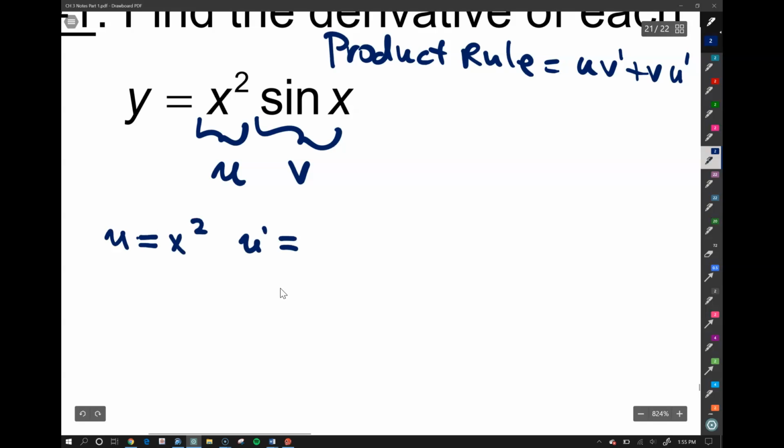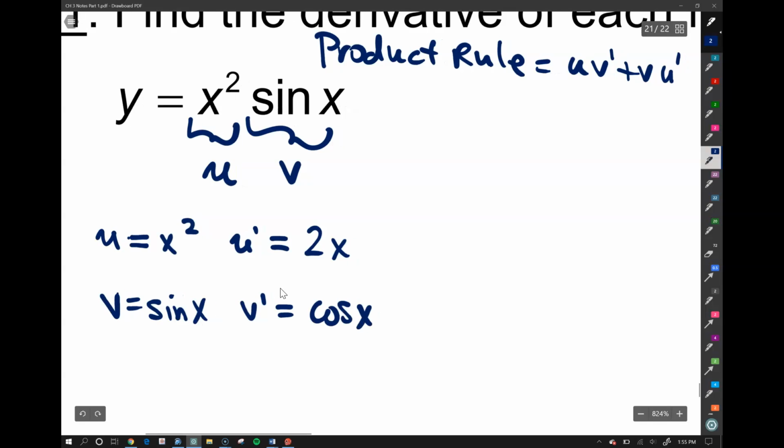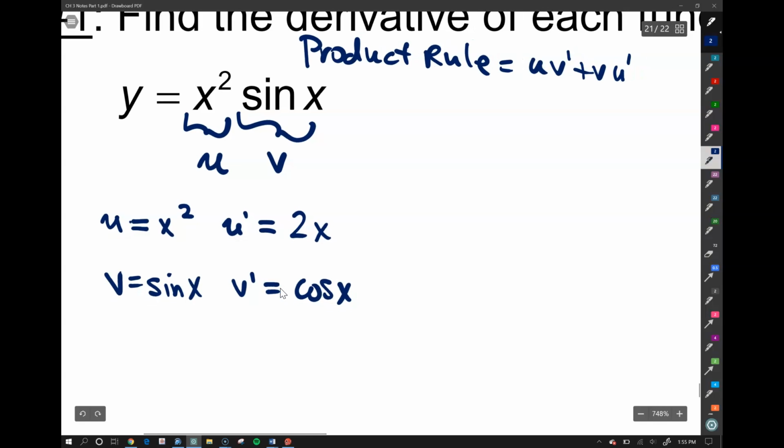What's the derivative of x squared? 2x. Sorry, v is sine. Derivative of sine is cosine. So now I can just plug in. I know what each of these are. The hardest part was realizing this is a product of functions and I must do product rule.